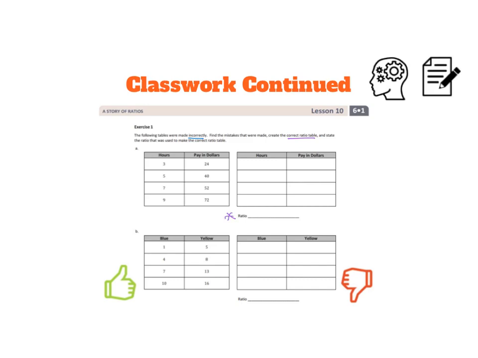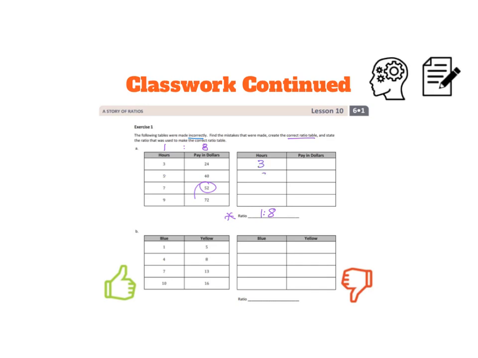So a 3 to 24, I know I can divide 3 by 3 to get 1, and I can divide 24 by 3 to get 8. So right now, I'm going to write that ratio down here, 1 to 8. Now we'll go in and check it. So 1 times 3, 8 times 3. 1 times 5, 8 times 5. 1 times 7, 8 times 7. That's not okay. 1 times 9, 8 times 9. Okay, everything works out except for this one.